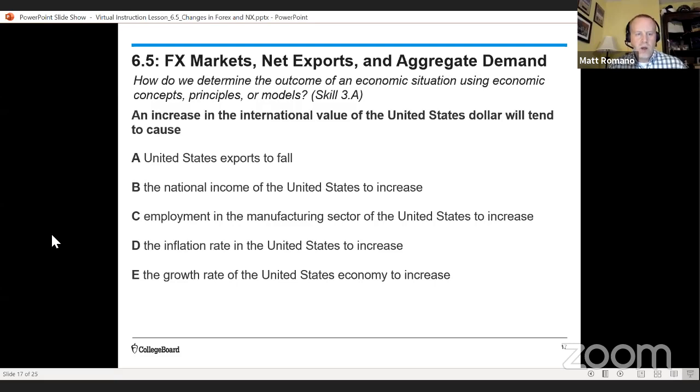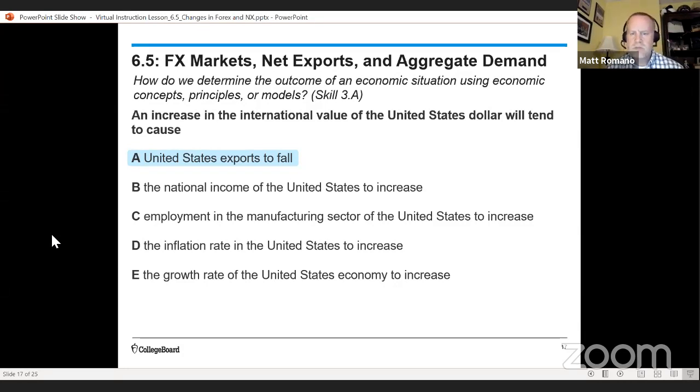So the first one, A, says United States exports fall. Well, yeah, that's it. That's exactly it. It's one of the first things that should come to mind when we see an increase in the international value of the US dollar. The dollar is appreciating, US goods are more expensive. That's how you would have to explain it on an FRQ. And exports are going to fall as a result. Look through the rest just to confirm the answer is correct.